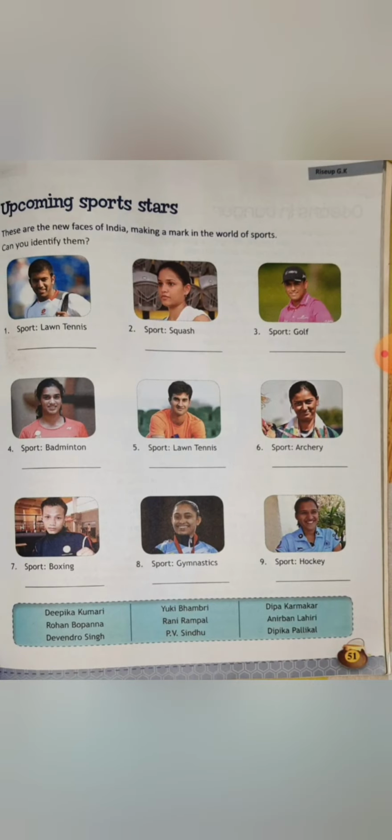Now we will come to page number 51, Upcoming Sports Stars. So we have to identify them. The first one, sport lawn tennis. So, who is the person? Can you identify him? He is Rohan Bopanna.